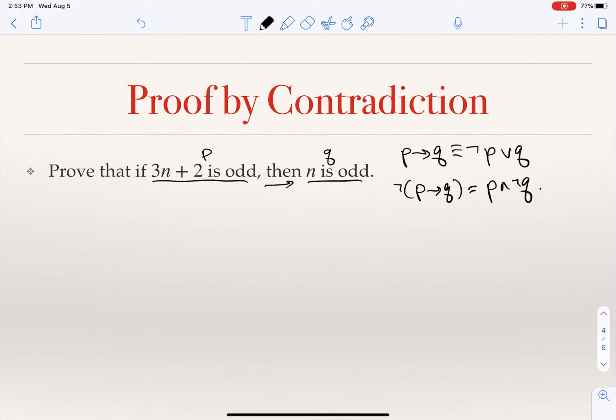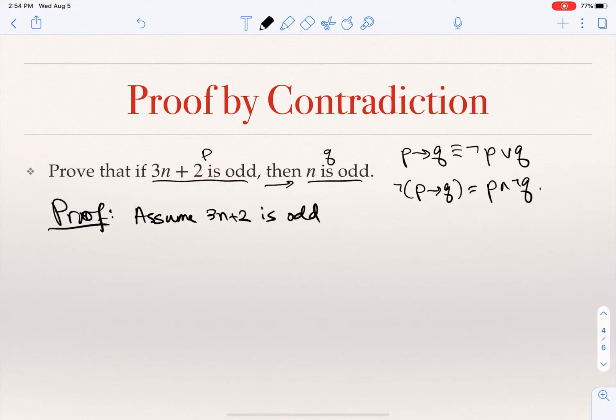So if I want to prove this by contradiction, I want to assume the negation of the statement that I'm trying to prove, which is P and not Q. So I assume that 3n plus 2 is odd, and n is even. This is the negation of what we are trying to prove.